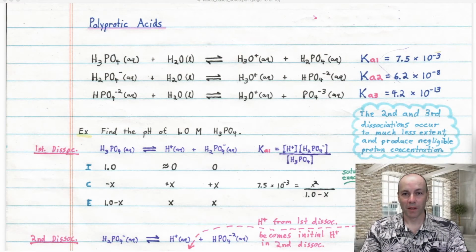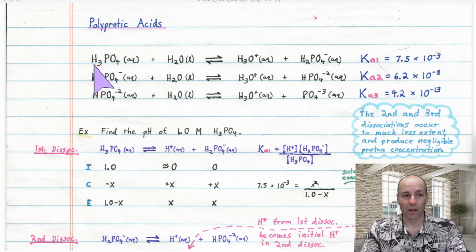Aloha! In this video, we discuss polyprotic acids. If you've seen how to deal with strong and weak acids already, then I think you'll find polyprotic acids not too much more difficult. Let's take for our example phosphoric acid, which is H3PO4. This is a triprotic acid.